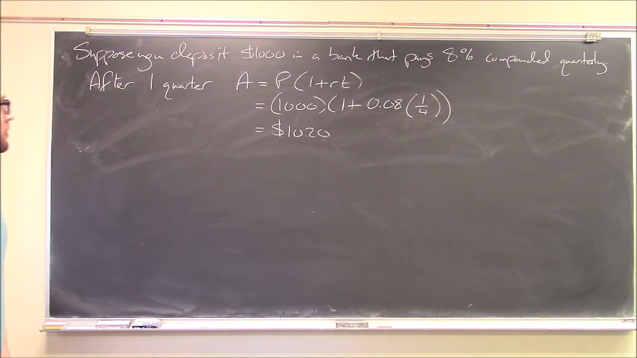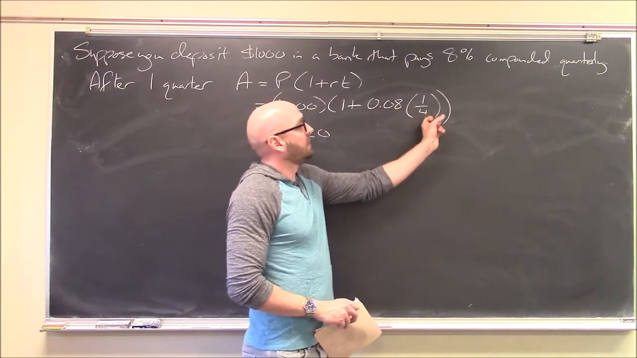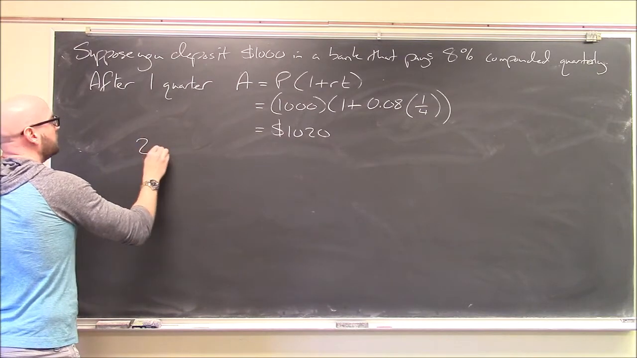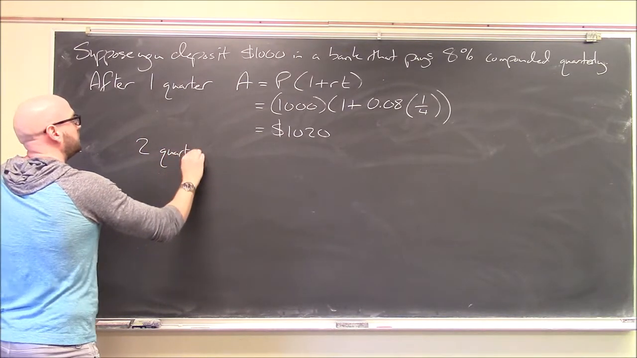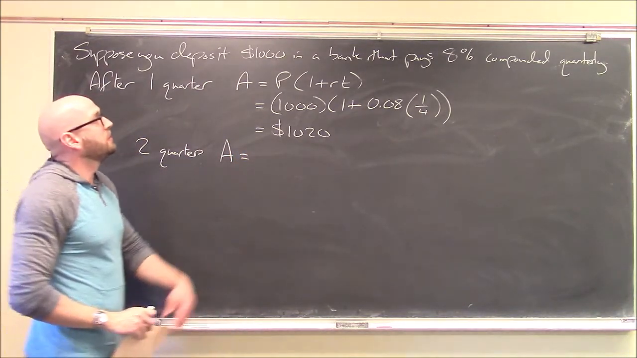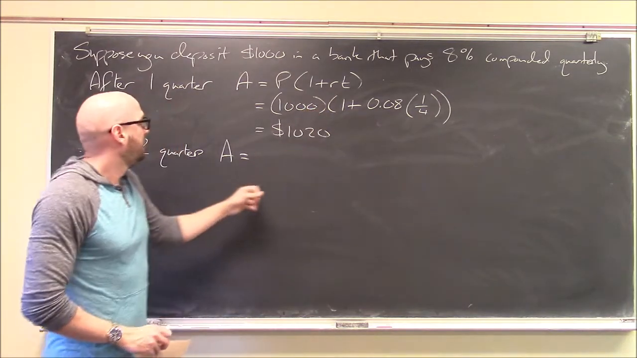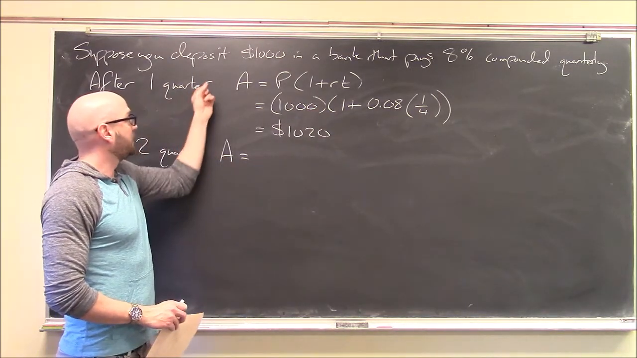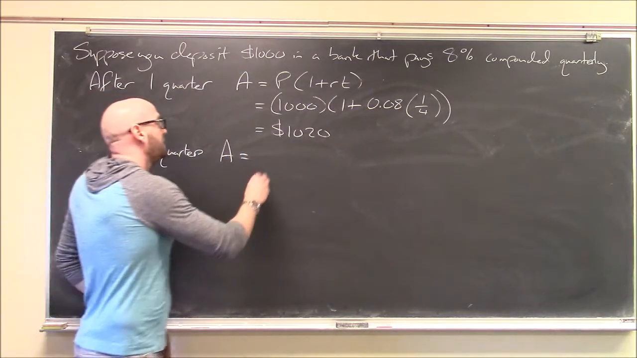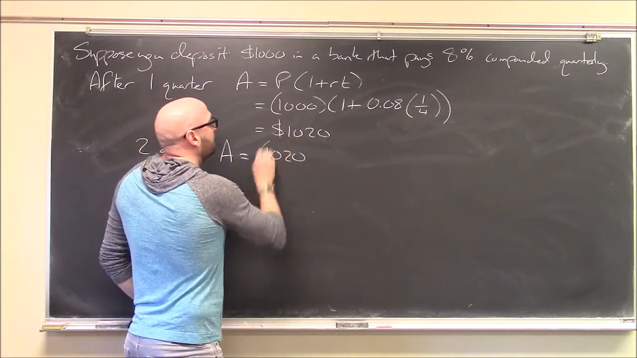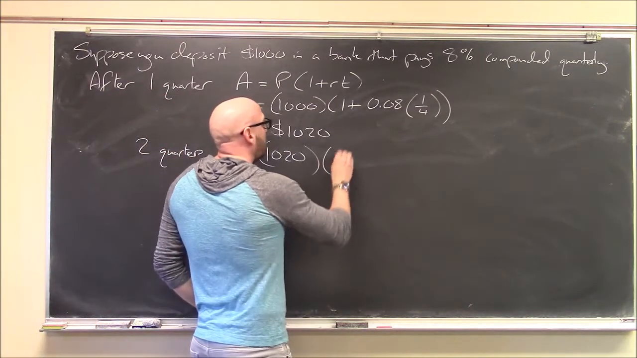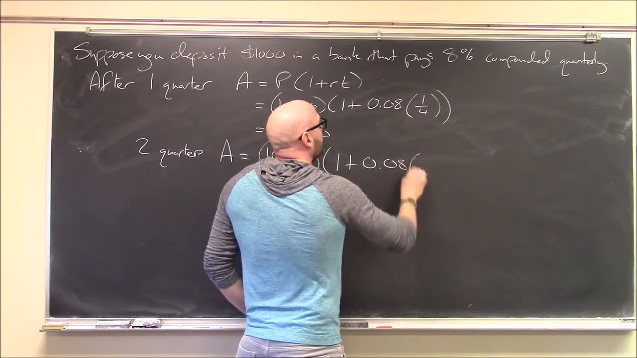So there's the amount after 1 quarter. 8% interest rate, 1 quarter is 1/4 of a year. How about after 2 quarters? Well, here's the difference. The principal is no longer 1,000. At the end of the first compounding period, 1 quarter, we reinvested this $20 interest that we made. So our principal now, starting off, is 1,020. And then times 1 plus RT, this hasn't changed, this is still 1 plus 0.08 times 1 quarter.